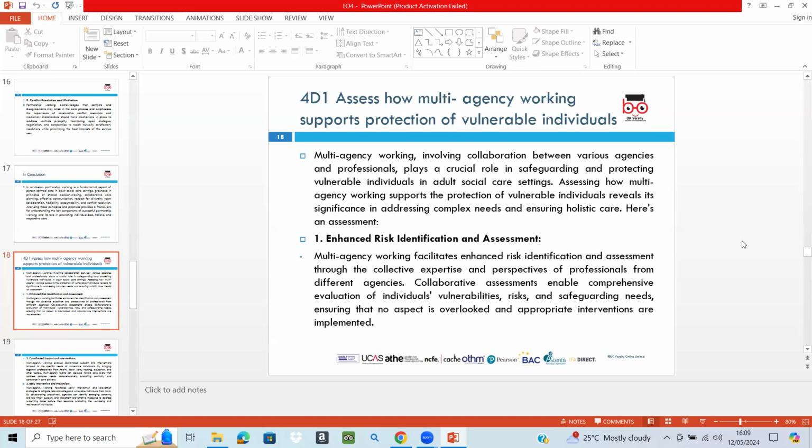This collective approach ensures that no aspect is overlooked, enabling a more thorough and holistic understanding of the individual circumstances. By leveraging diverse insights and inputs, multi-agency working facilitates the implementation of appropriate interventions tailored to address the identified risk effectively, ultimately enhancing the protection and safety of vulnerable individuals in adult social care settings.